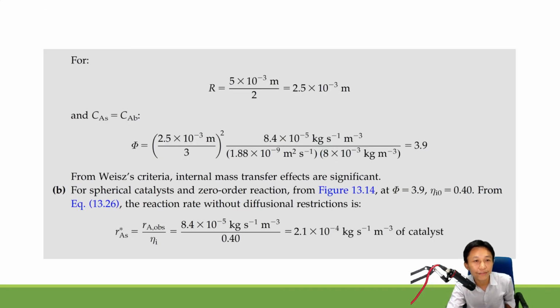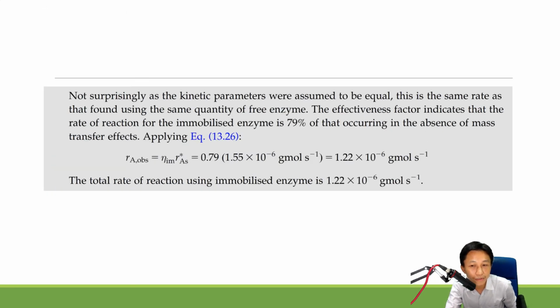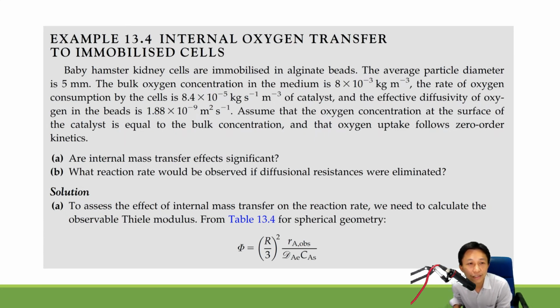We have more. We have number 4, internal oxygen transfer. Baby hamster kidney cells, an animal cell immobilized again. Notice that it is all immobilized because it's a heterogeneous reaction. The average diameter is 5 millimeters. The bulk concentration is this one. The rate of oxygen consumption is this one per catalyst, and then this is the diffusivity.